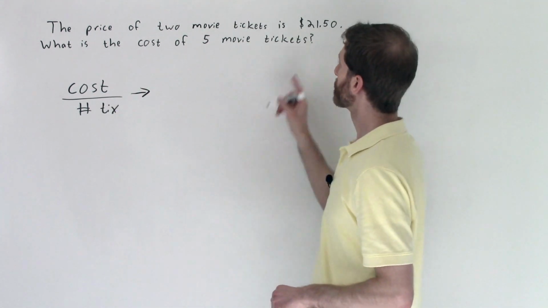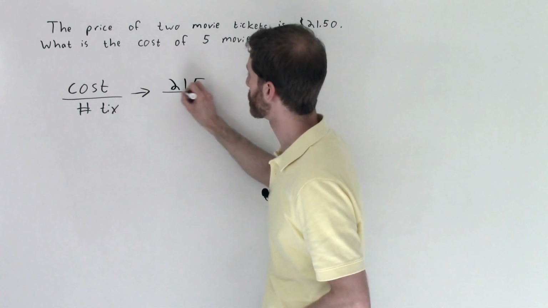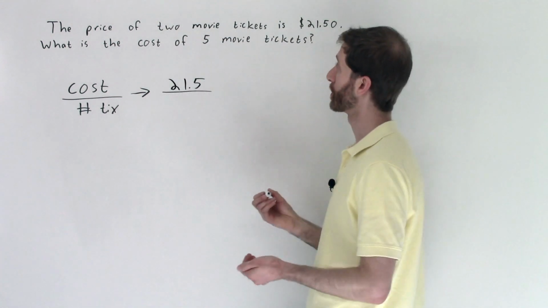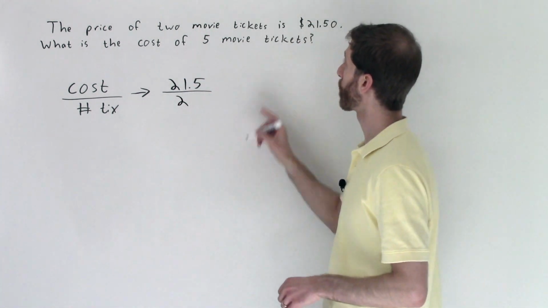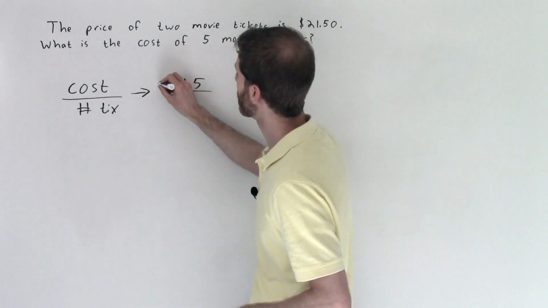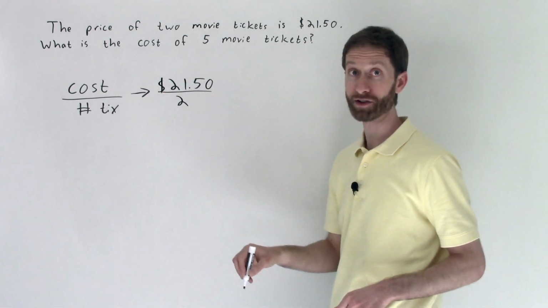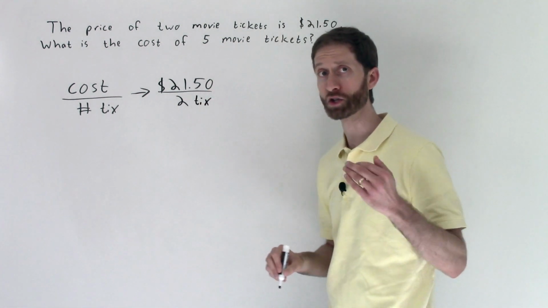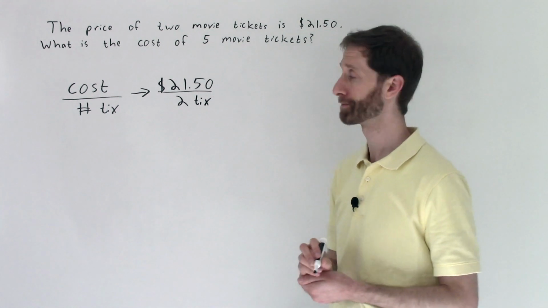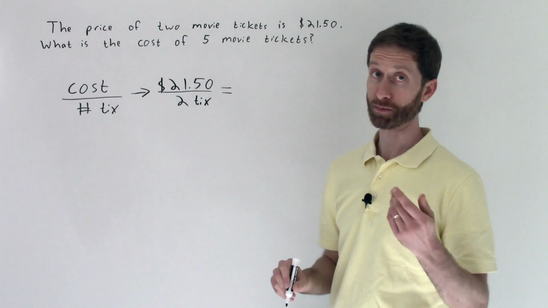So the cost of 2 movie tickets is $21.50. I'm going to write that as 21.5 because we're just dealing with numbers here, divided by 2. And you know what? I'm going to change my mind there. I'm going to put the units for dollars and then 2 tickets, just so that we see how the units align in both ratios. So now we've got $21.50 per 2 tickets.